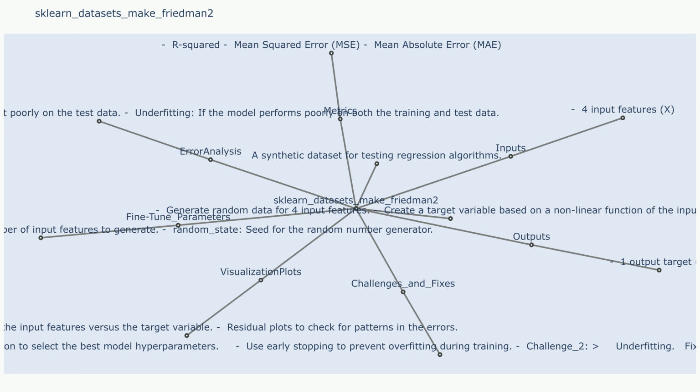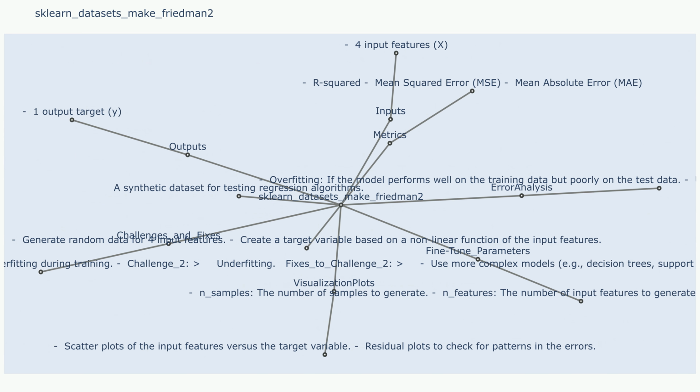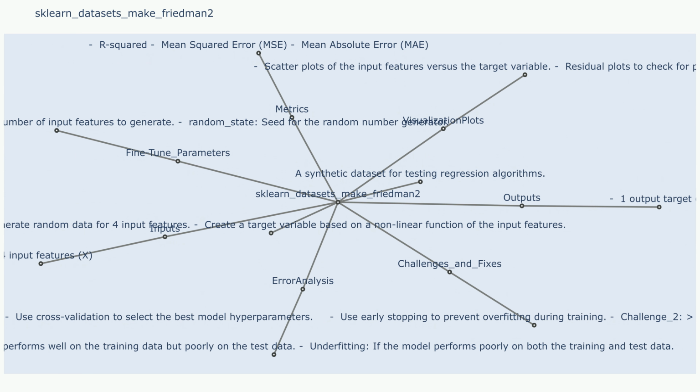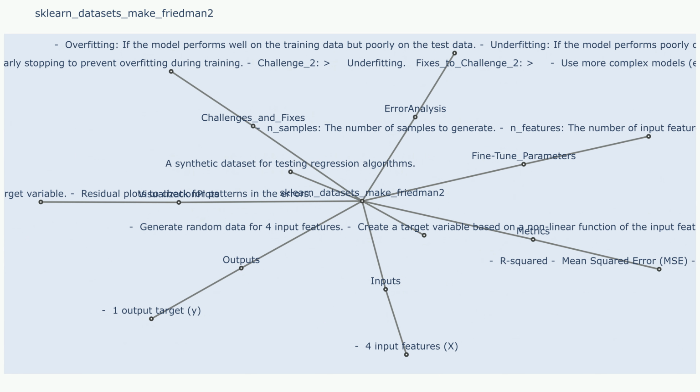Challenge 2, feature engineering. Selecting the right features and transforming them appropriately can significantly improve model performance. Sample use case that resulted in challenge 2: using raw features with high dimensionality and irrelevant information may hinder model performance. Fixes to challenge 2. Apply dimensionality reduction techniques like PCA or feature selection methods to identify and use the most relevant features. Engineer new features based on domain knowledge or insights gained from data exploration.